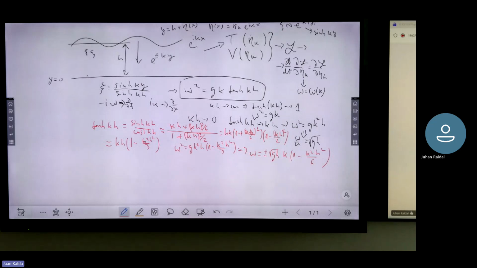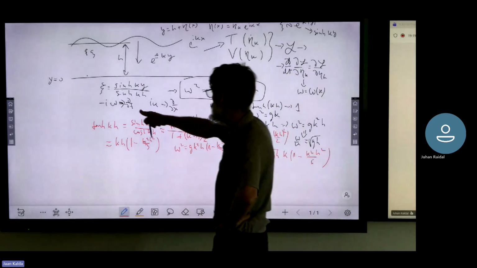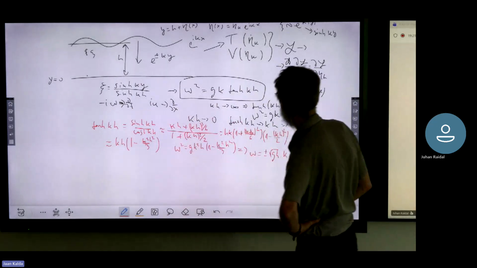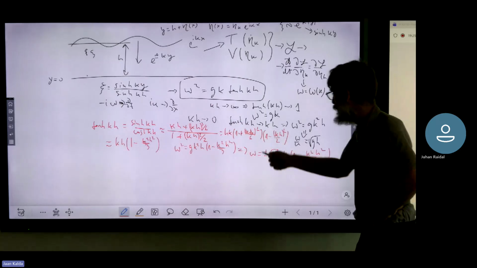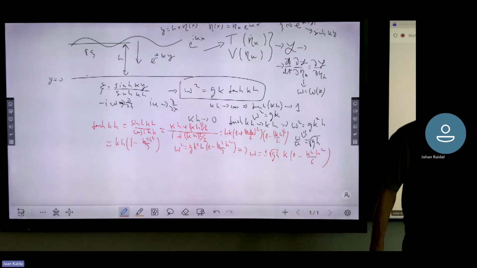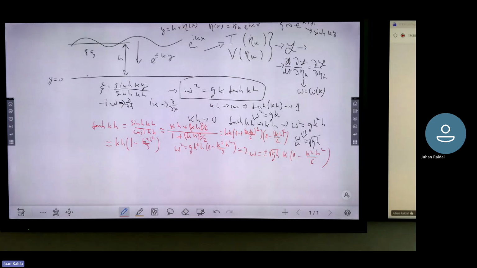Now we make this substitution, i omega over d over dt. But we need to think what we do with that plus minus. Let me just verify if at Juhan's slide everything is okay.